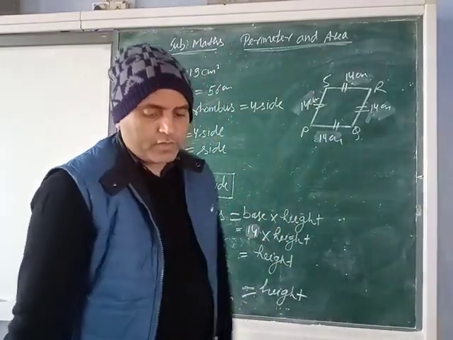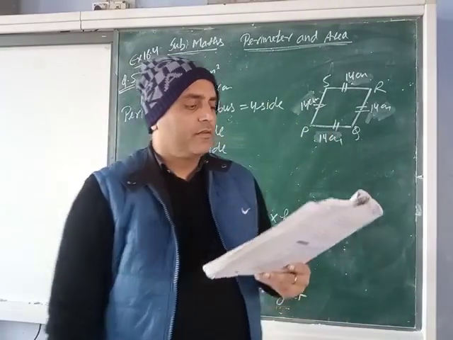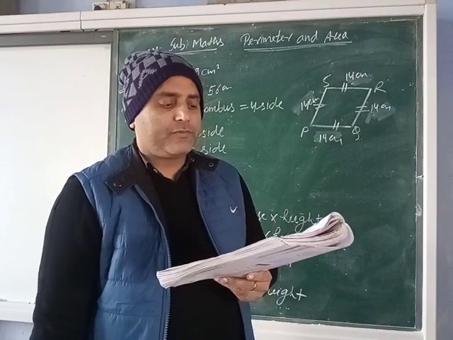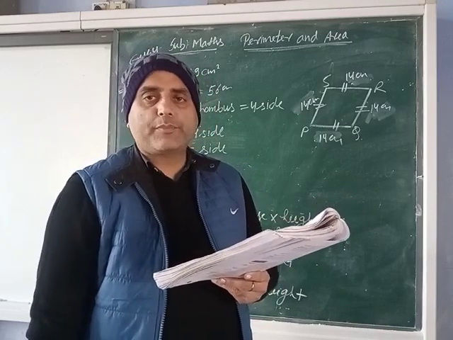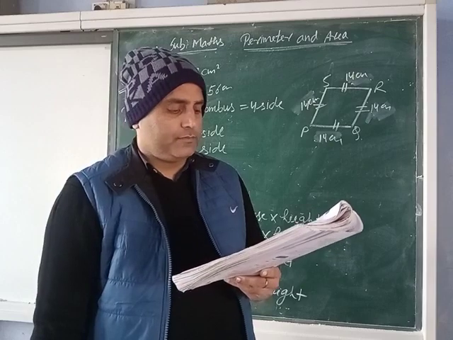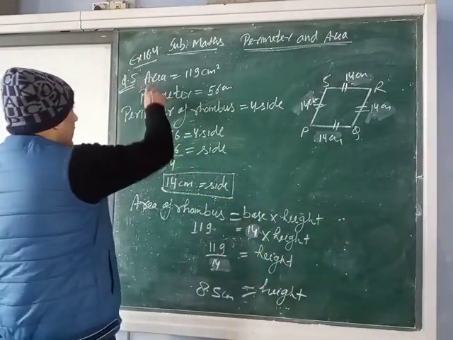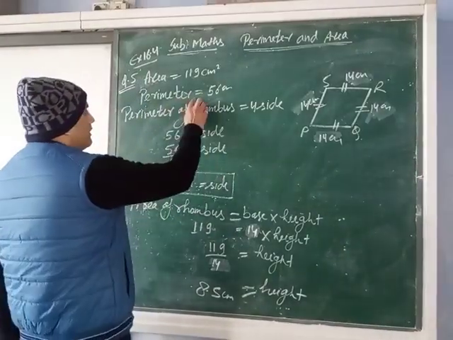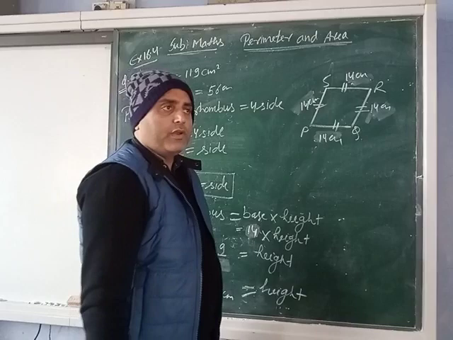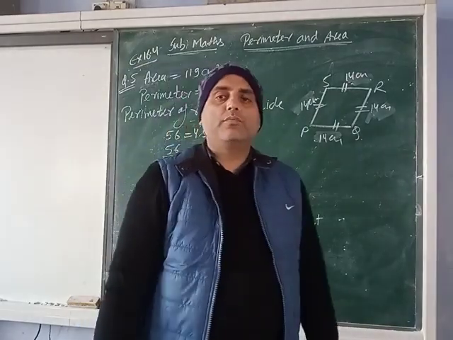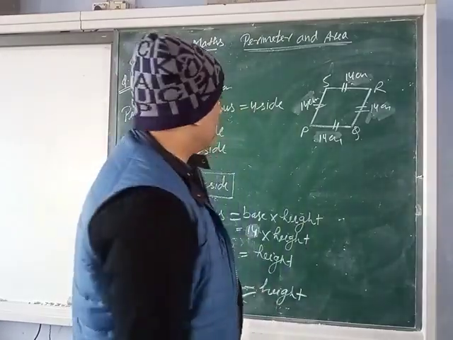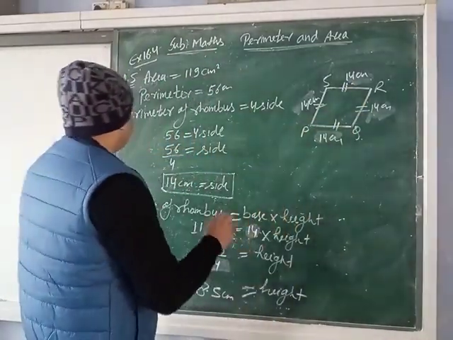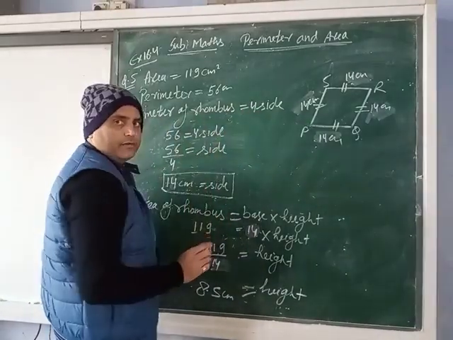See, the question is: the area of a rhombus is 119 centimeter square and its perimeter is 56 centimeter. Then we have to find the altitude. First of all, write down area is 119 centimeter square and perimeter is 56 centimeter. We know what a rhombus is: a closed figure in which all sides are equal.